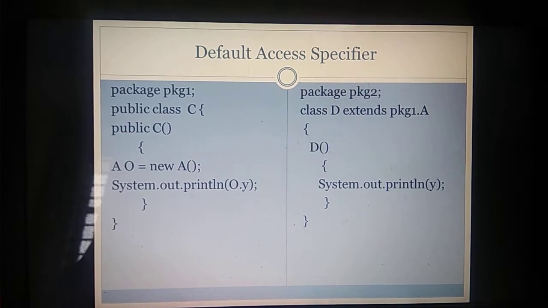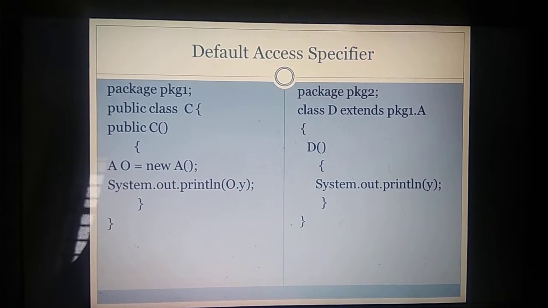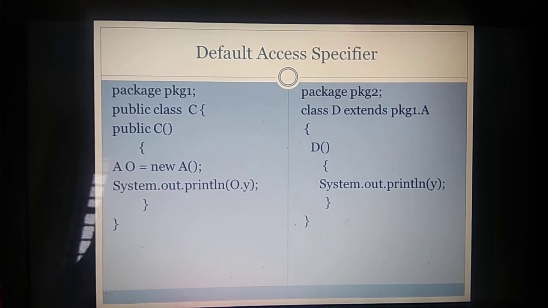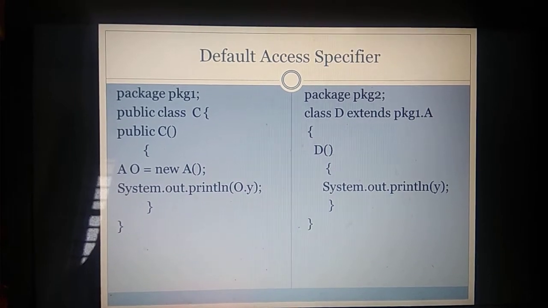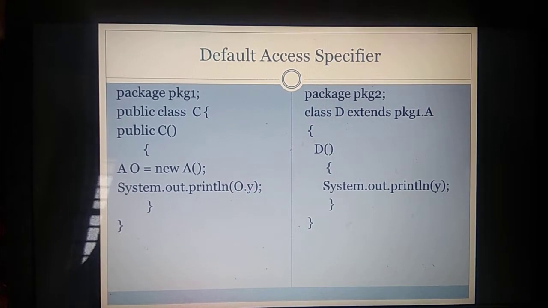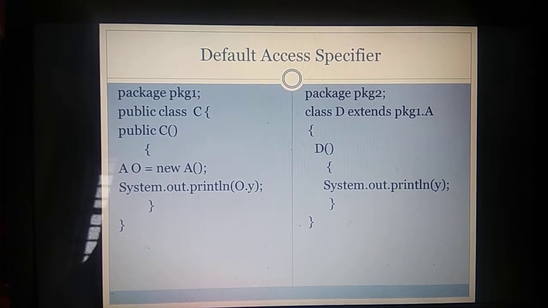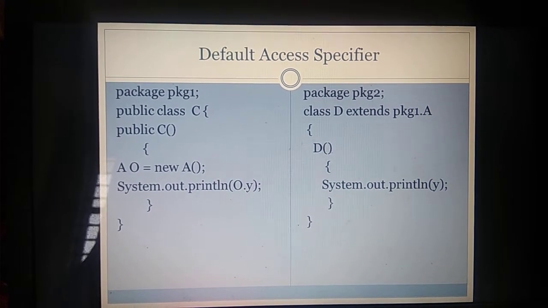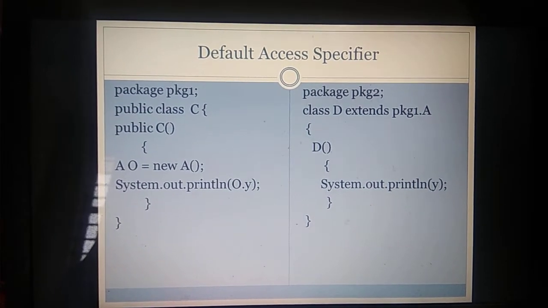So for class A you have to create an object: A o, where o is the object name, equal to new A. Then System.out.println(o.y), object name dot variable name, so that we are able to access the value of y. This is possible because class C is also inside package 1.